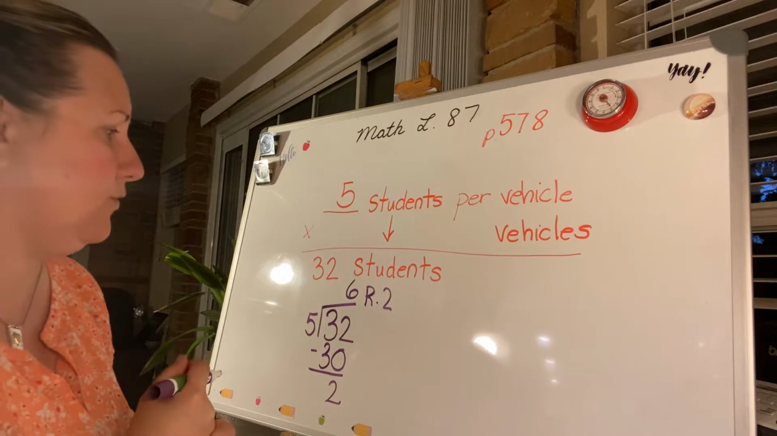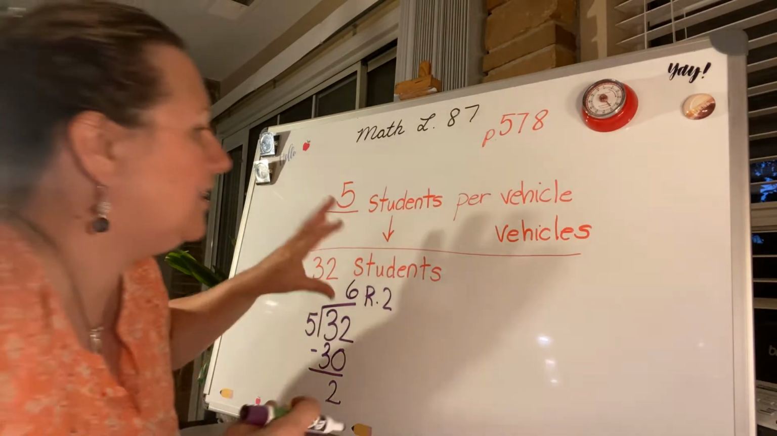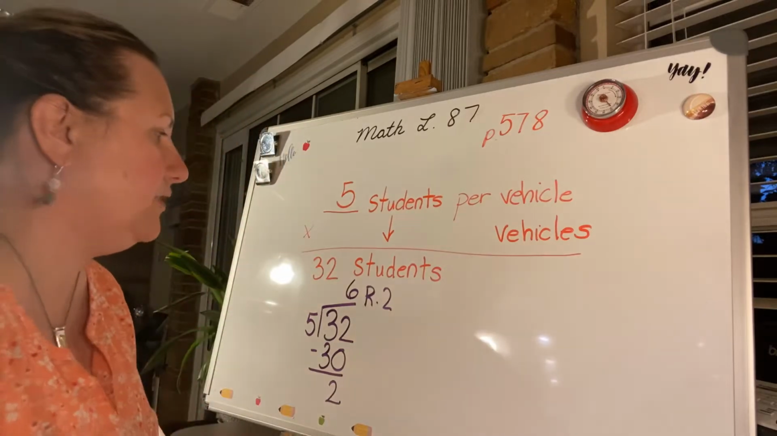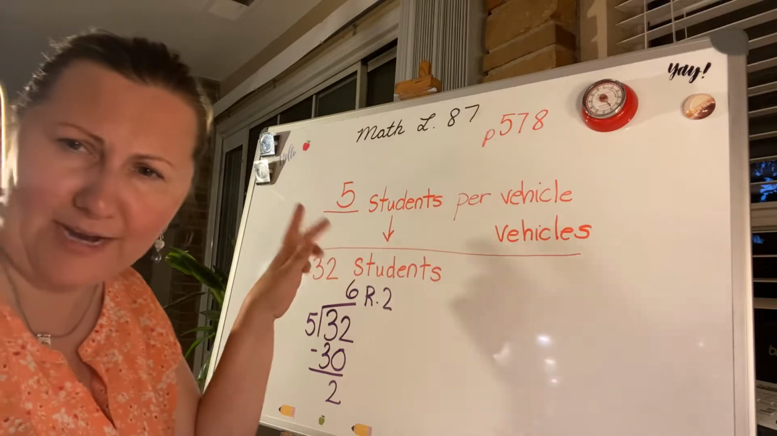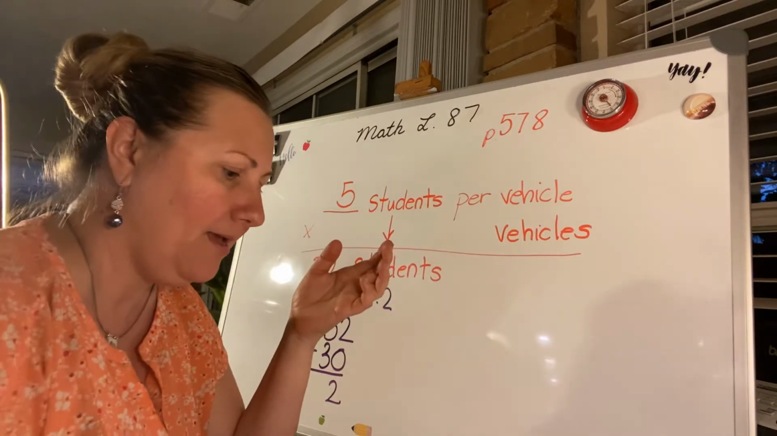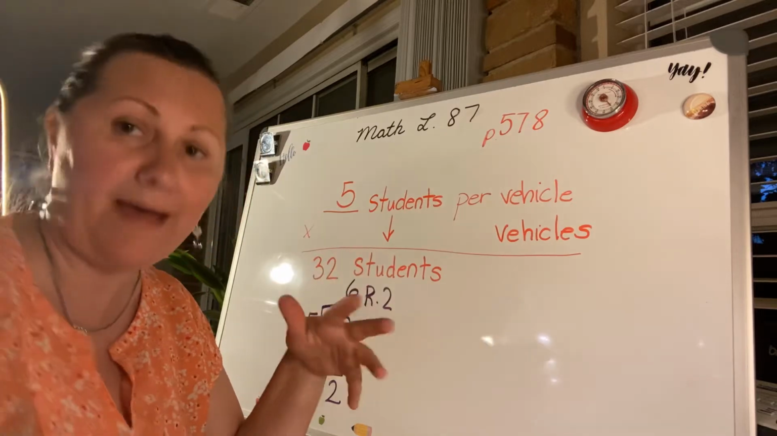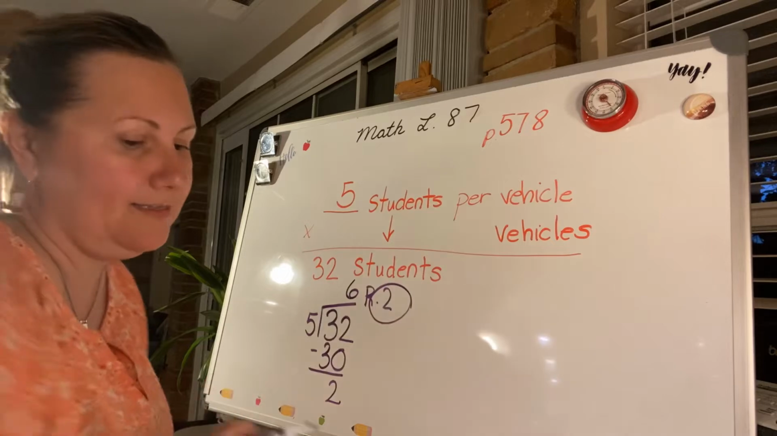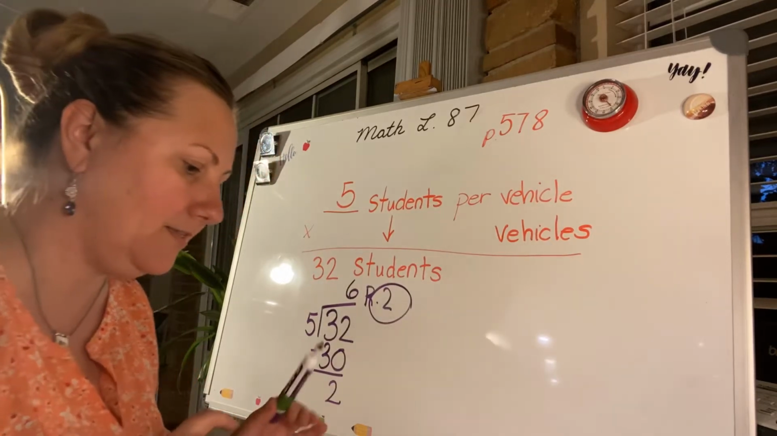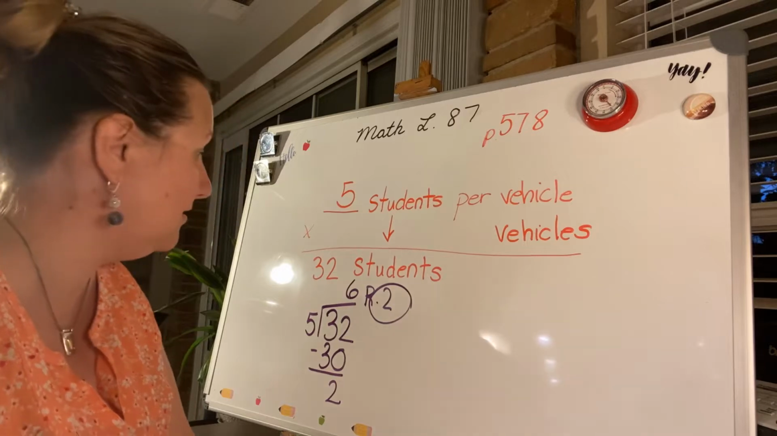So that means it's going to take 6 vehicles and a little bit more for all of these children to fit. Well, that's kind of odd, right? So this is exactly what our story problems are about today. It's the remainders that you get inside of word problems. So let's see, what can we do? It says, how many cars can be filled?